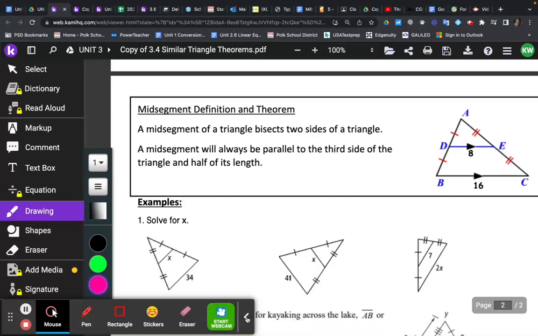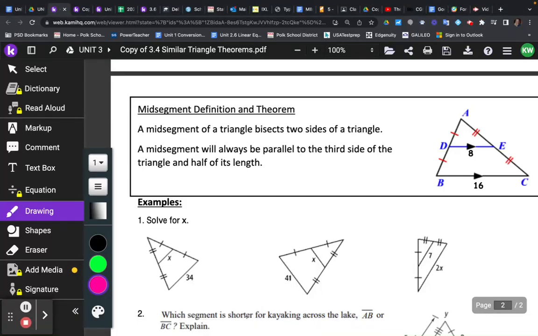Hi guys, this is the second video to 3.4 similar triangle theorems. Now, you've already seen the triangle proportionality, but this one is actually a little bit different. It's the mid-segment definition and theorem. Now, a mid-segment of a triangle bisects two sides of a triangle.